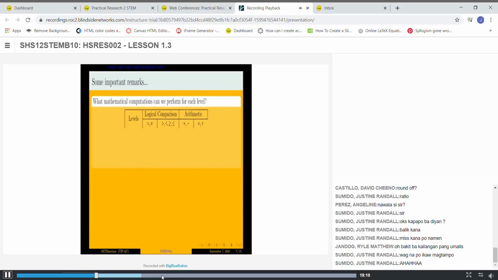Ayun. Mathematical computation. So, there are two mathematical computations that we have here. The first one is logical comparison. In logical comparison, we have the equalities, equal or not equal, or yes or no. And then we have the inequalities. For the arithmetic group, we have plus minus and times divide.